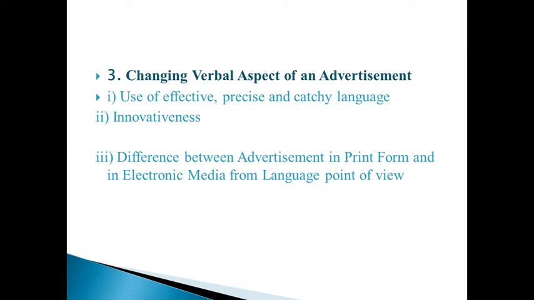The next topic is changing the verbal aspect of an advertisement. In this topic, we are going to study how to use language effectively for changing the verbal aspect of an advertisement. So use of effective, precise and catchy language, and the second one is innovativeness. The third element in this topic is the difference between advertisement in print form and in electronic media from the language point of view.